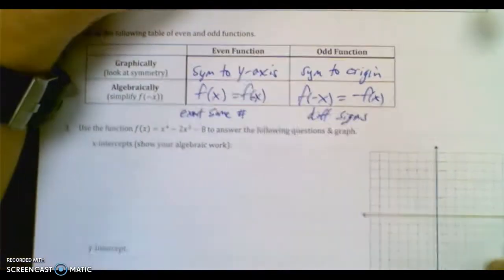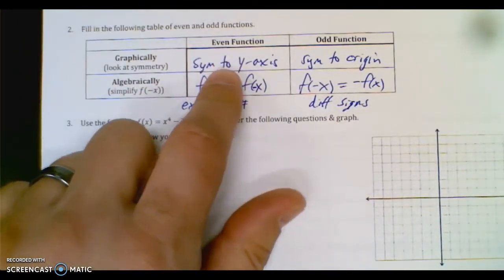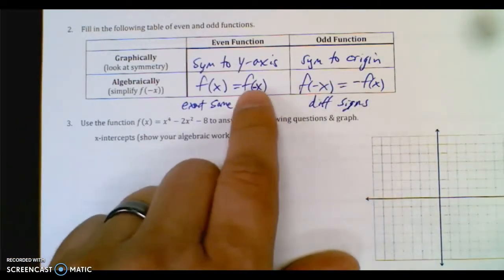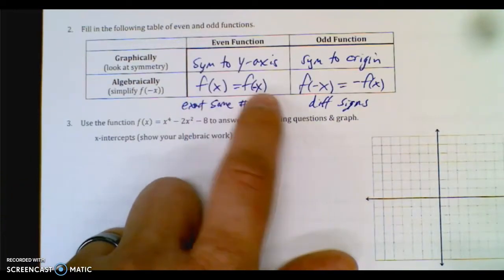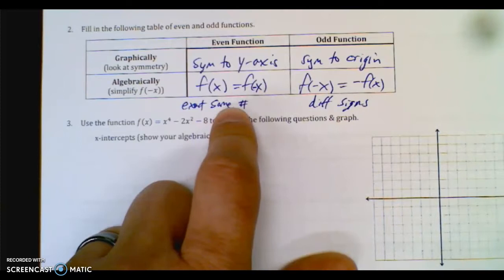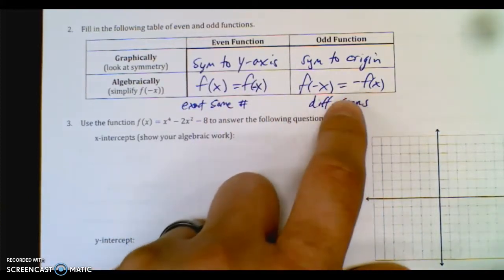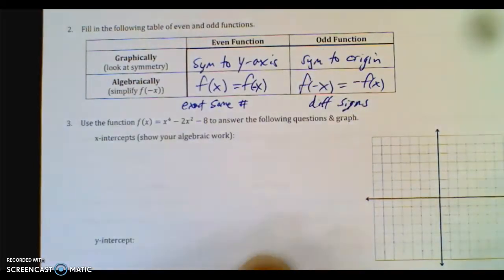And then similarly, how do you tell if a function is even, odd, or neither? If it's even, you're symmetric to the y-axis. If it's odd, you're symmetric to the origin. And if you want to do it with algebra, you just plug in a positive version of a number and a negative version of a number. And if they're the exact same answer, it's even. If they come out to be just different signs of each other, it's odd.